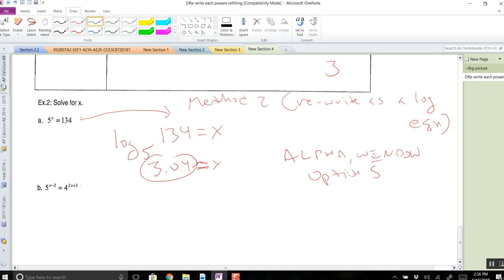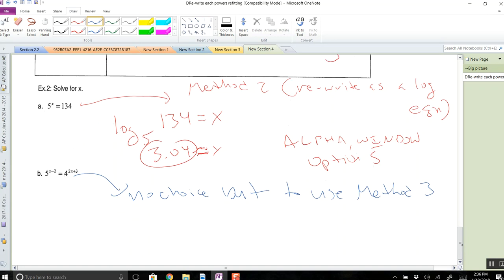Now here, no choice but to use method 3. You have no choice. So we take log of both sides. Log of 5 to the x minus 2, log of 4 to the 2x plus 3. Okay, where do those exponents go? To the front using the properties. That's why I said these are the tools you need.